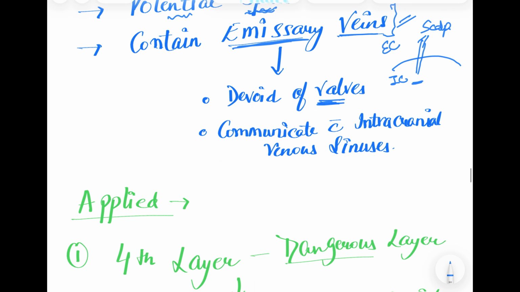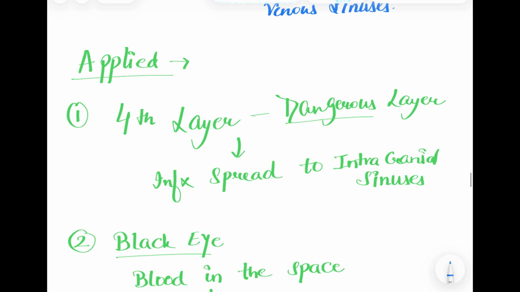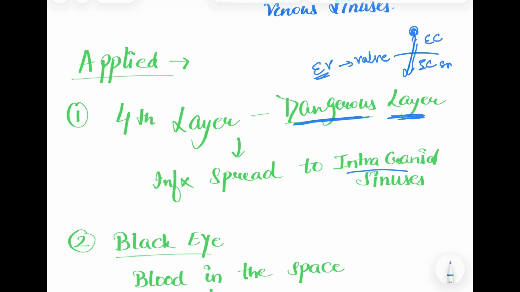Now we will take the applied aspects one by one. First is that the fourth layer is called the dangerous layer of the scalp. Why is it called that? As we have said, the emissary veins do not have valves. They connect the intracranial sinuses with the extracranial part. So if there is any infection outside, it can spread inside through to the intracranial sinuses. That's why we call it the dangerous layer.